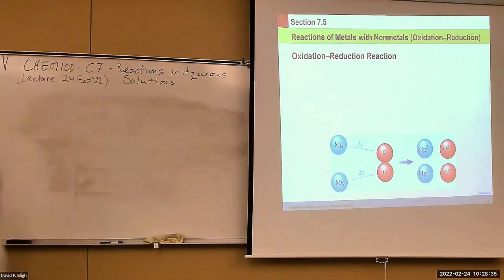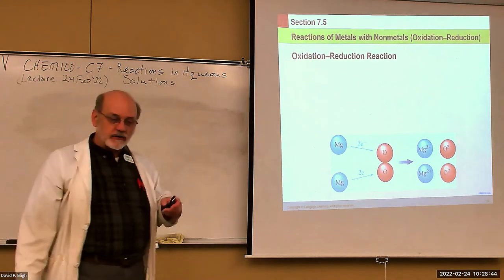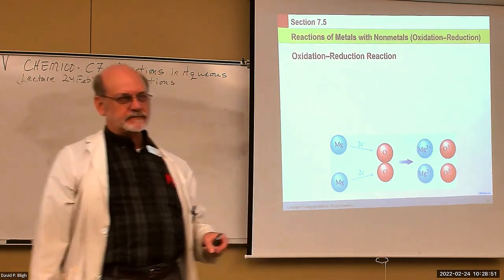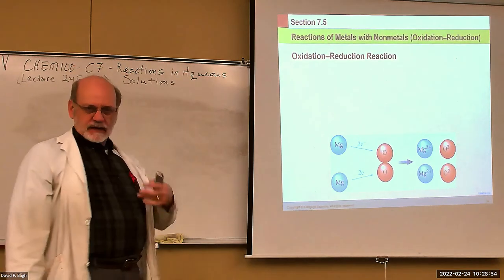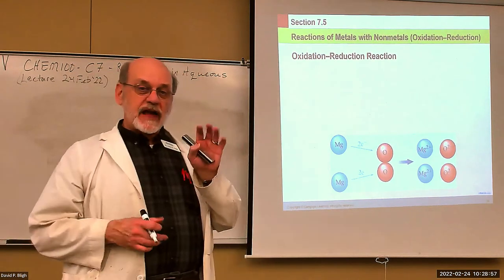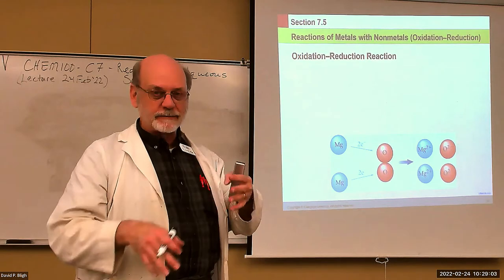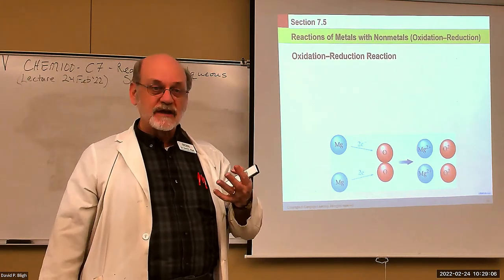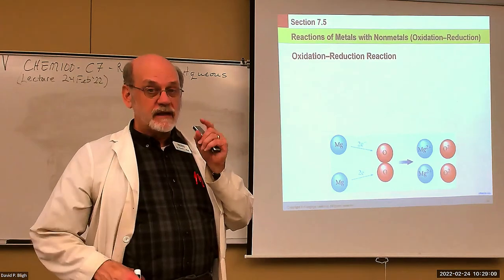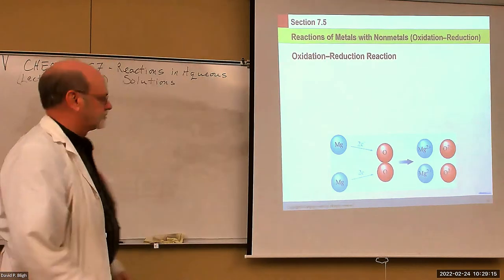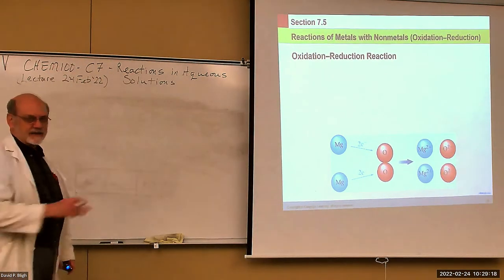Oxidation reduction reactions. What do we need? An oxidation reduction reaction occurs when electrons are transferred during the reaction. Now, a caveat is that you can have multiple types of reactions occurring in the same neighborhood. In other words, you can have a double replacement reaction, and it may also be a redox reaction, oxidation reduction. So let's define our terms. And I use this mnemonic.